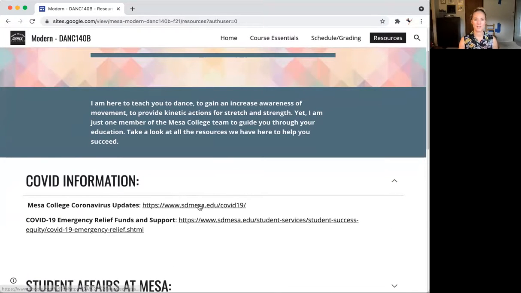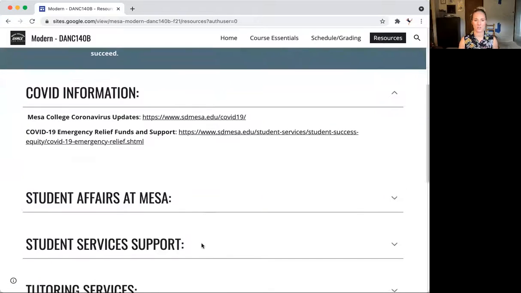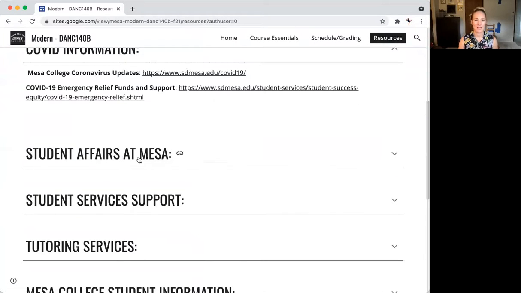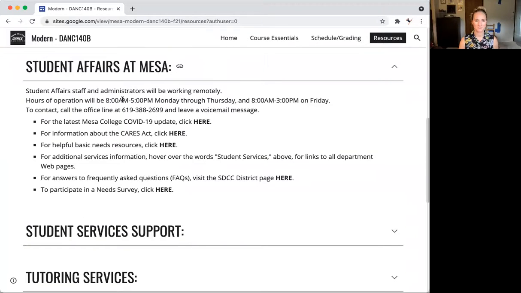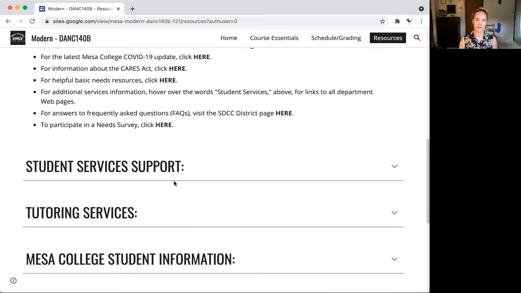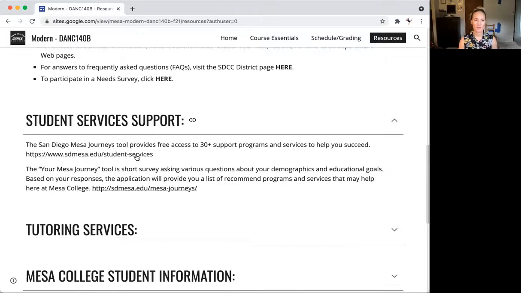Okay, so we've got some COVID information. This goes right to the Mesa COVID website. Student affairs, again, we've got the COVID link there. Basic needs, there's a needs survey here, which is super helpful so that you can fill in your information and then it will match you with the services that are out there. Pretty cool. Here's the student services link right away.